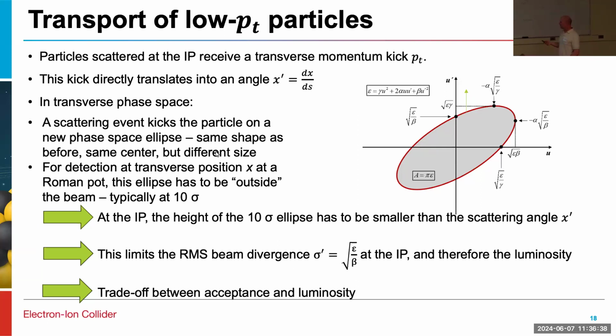So that means I have a trade-off between acceptance and luminosity. You can get more luminosity by squeezing your beam, but that makes this ellipse here taller, and I don't get particles with a small transverse momentum kicked outside that ellipse.